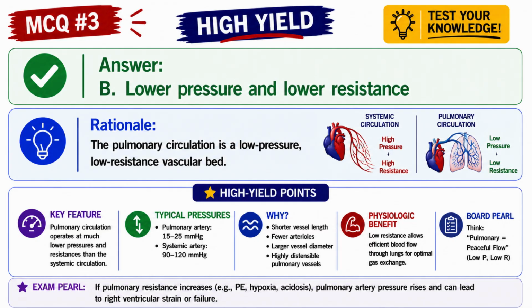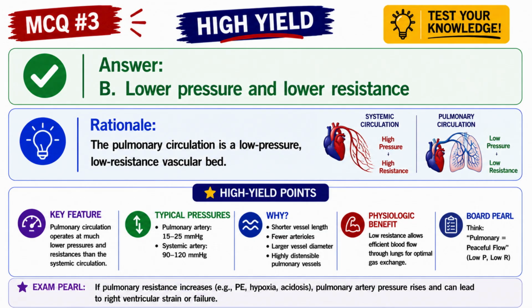Pulmonary vascular resistance, approximately 1 to 2 Wood units, or 80 to 150 dynes per second per centimeter to the 5th power. Systemic vascular resistance, approximately 10 to 20 times higher. How does the pulmonary circulation accommodate the same flow at such low pressure? Highly distensible vessels. Pulmonary arteries have thin walls with minimal smooth muscle. Recruitment. At rest, many pulmonary capillaries are collapsed or minimally perfused. As flow increases, additional capillaries are recruited. Total cross-sectional area increases. Resistance falls rather than rises.